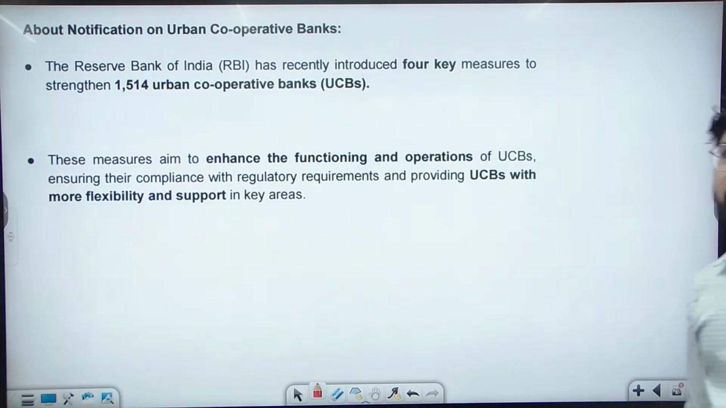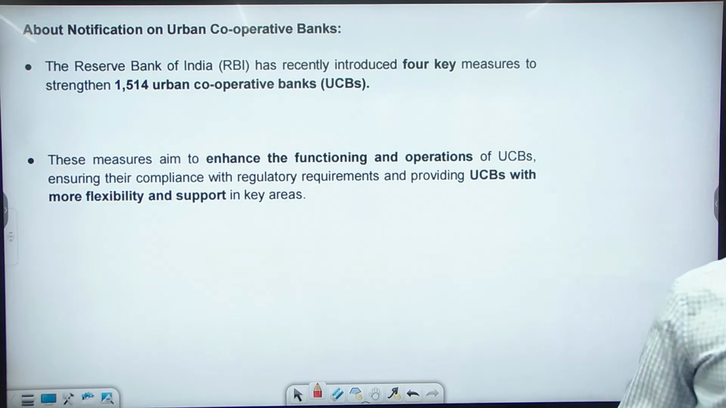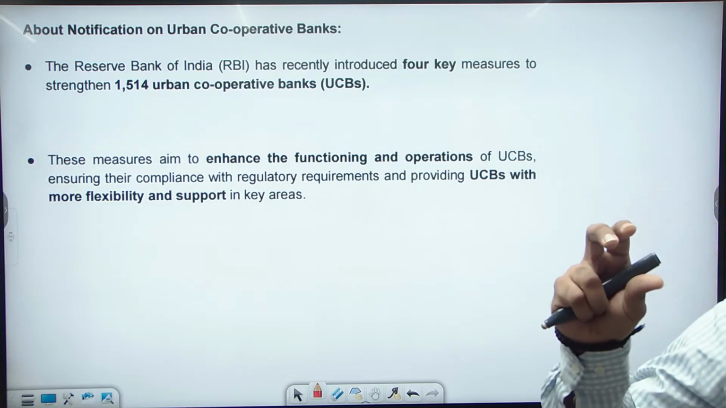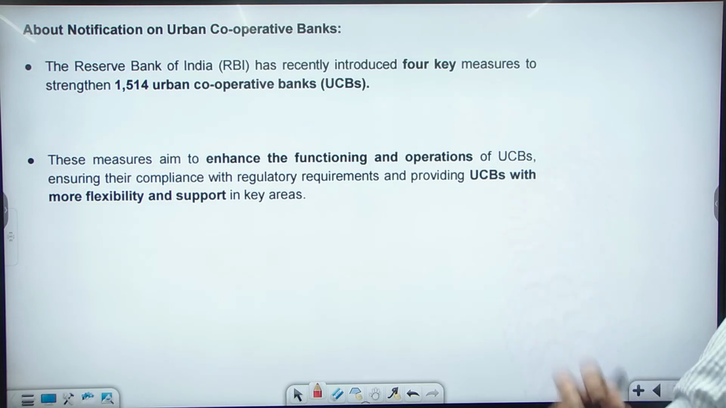So RBI ने अभी notification बोला कि we are strengthening the cooperative banks, specifically the urban cooperative banks. उनमें से एक था कि initially the cooperative banks required the permission of the Reserve Bank of India for opening new branches. Now that permission is not required. They can open new branches in some of the other districts also, in some of the other states also, but up to a limited number. That limited number is not defined.